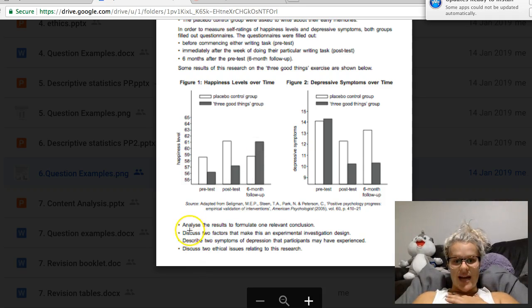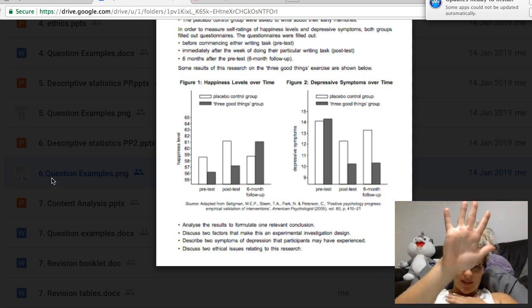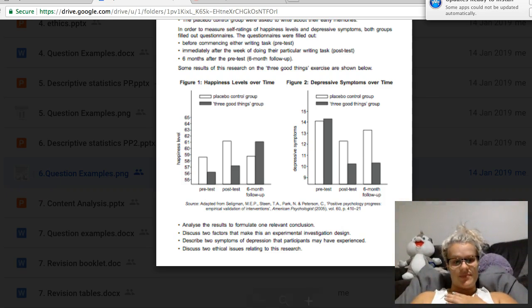So I want you to analyze the results to formulate a relevant conclusion. Discuss 2 factors that make this an experimental design. And that is it. You are doing question 1 and question 2. So you can get at least 12 marks for this question. Okay, so you're doing 2 things from this. You are doing 2 extended responses with 3 plus 2, 5 extended response answers. Have fun.